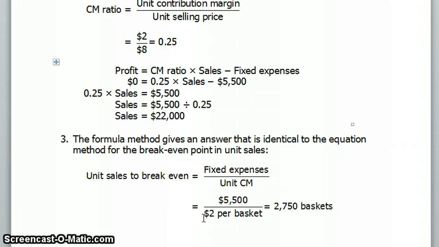As I mentioned to you in exercise 5-6, I use the formula method. I just think it's a little bit more direct. The formula method says in order to figure out the unit sales to break even, you divide the fixed cost by the unit contribution margin. In this situation, the fixed cost is $5,500 divided by the unit contribution margin of $2 per basket yields a break-even point of 2,750 baskets.